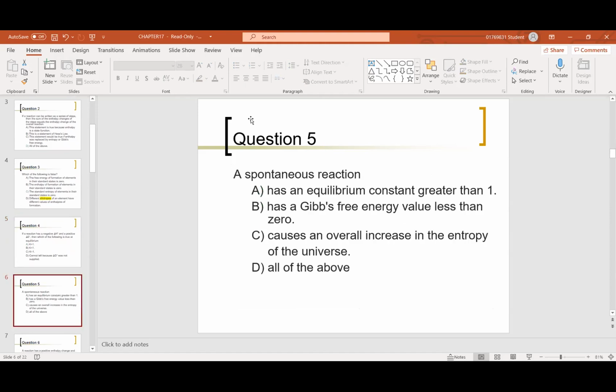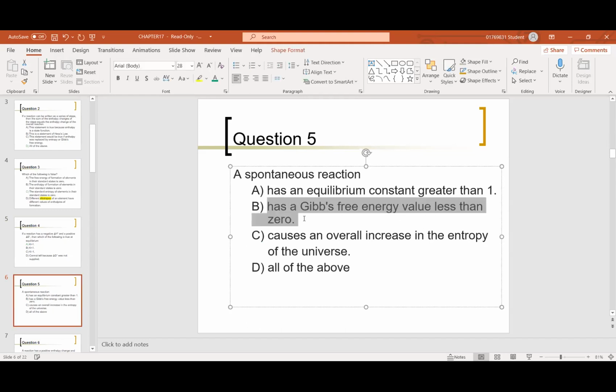A spontaneous reaction has an equilibrium constant greater than 1. I mean, wait, what is it? We just learned that, so that one's true already. Has a Gibbs free energy value less than 0. Yes, we got that. And C, has caused an overall increase in entropy of the universe. Yes, gonna guess so. It is all of the above because A and B are definitely true. We already proved that in the last problem.